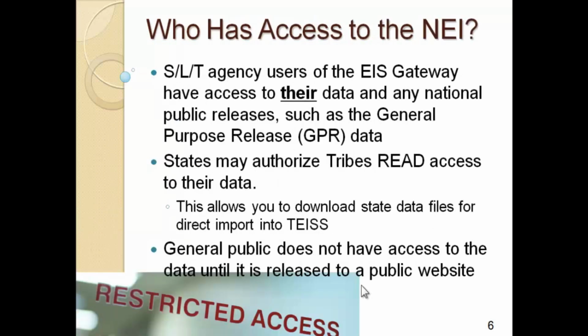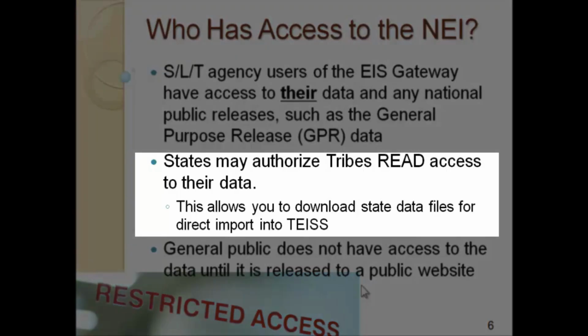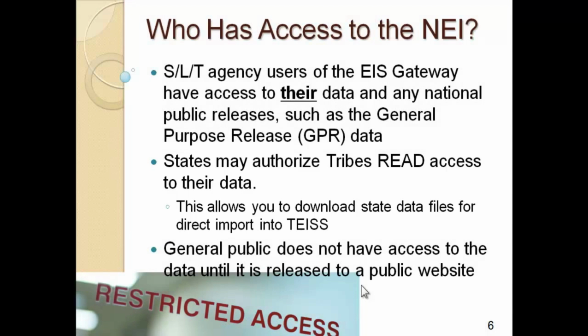Next, we'll talk about who has access to EIS and NEI. So, state, local, tribal users of the EIS gateway, meaning they have an account, a username, and a password, have access to their data and any national public releases, such as the GPR data. But a state cannot access a tribe's data or perhaps another state's data file unless the tribe authorizes that state to access that account.